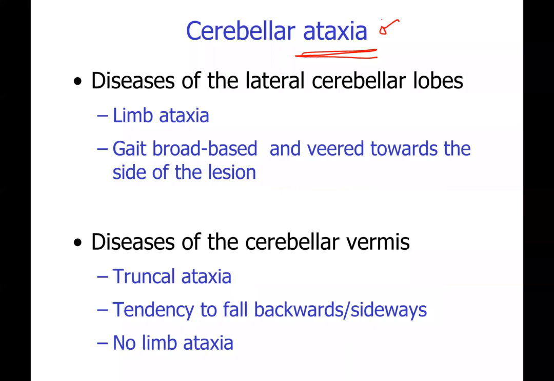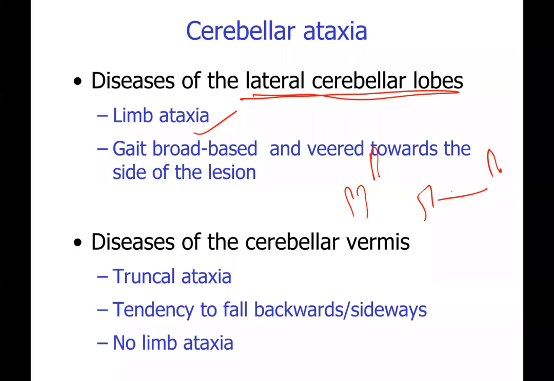Now, limb ataxia, when it comes to cerebellar ataxias: when there are diseases of the lateral cerebellar lobes, the two sides, you get limb ataxias. And because of the limb ataxia, you get a broad-based gait. When you walk, your feet would be like this. In a broad-based gait, your feet would be like this. So the base is broad.